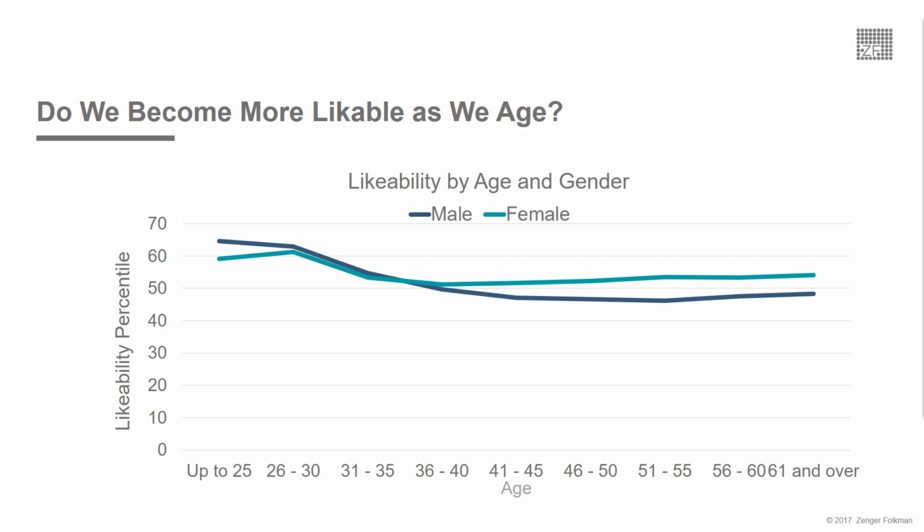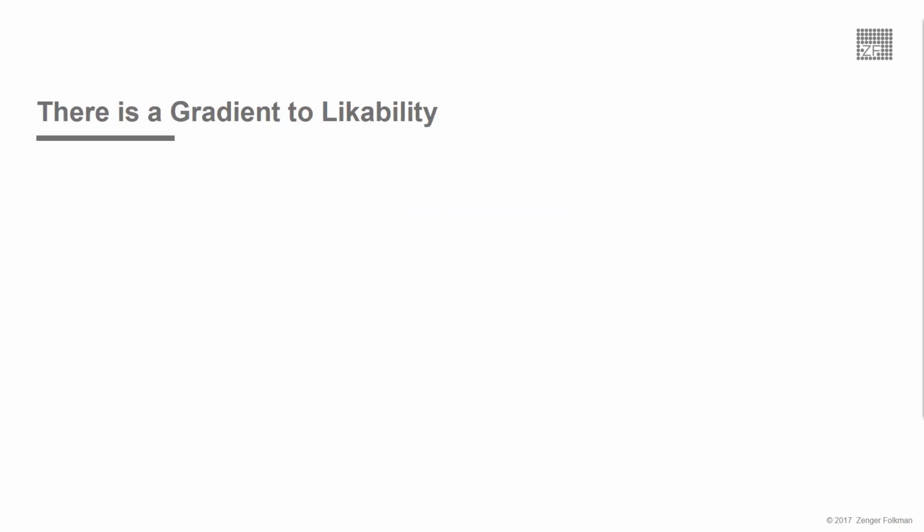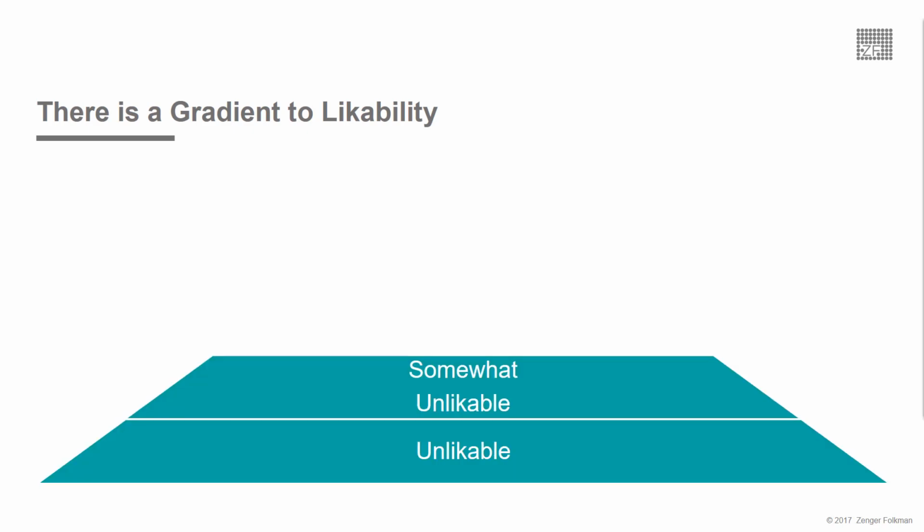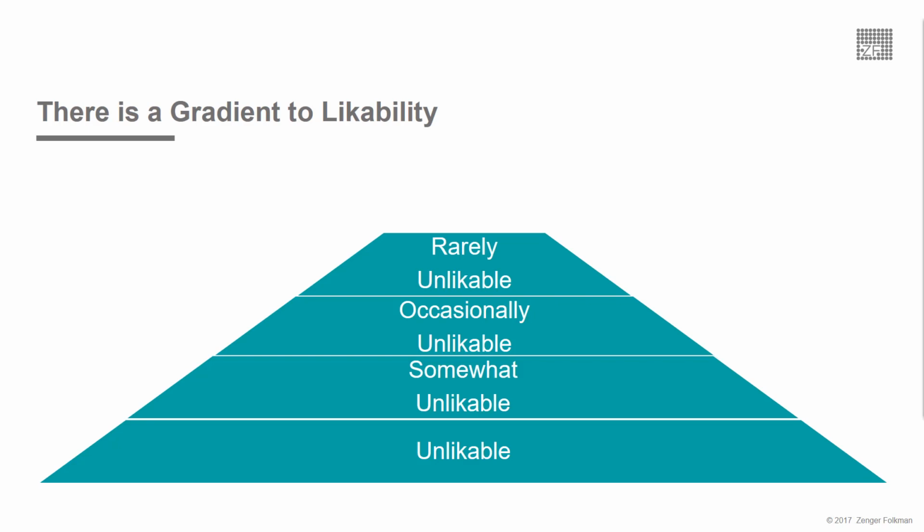But what's true is that if you look at likability over age, not everyone is unlikable that's older. Right, Jack? No, I would hope not. We're really likable. We're hoping. So there's levels of likability. It's not you are or aren't. I mean, there's the unlikable, the somewhat, occasionally, rarely unlikable, and then the likable. And if you think about that, it's a gradient.